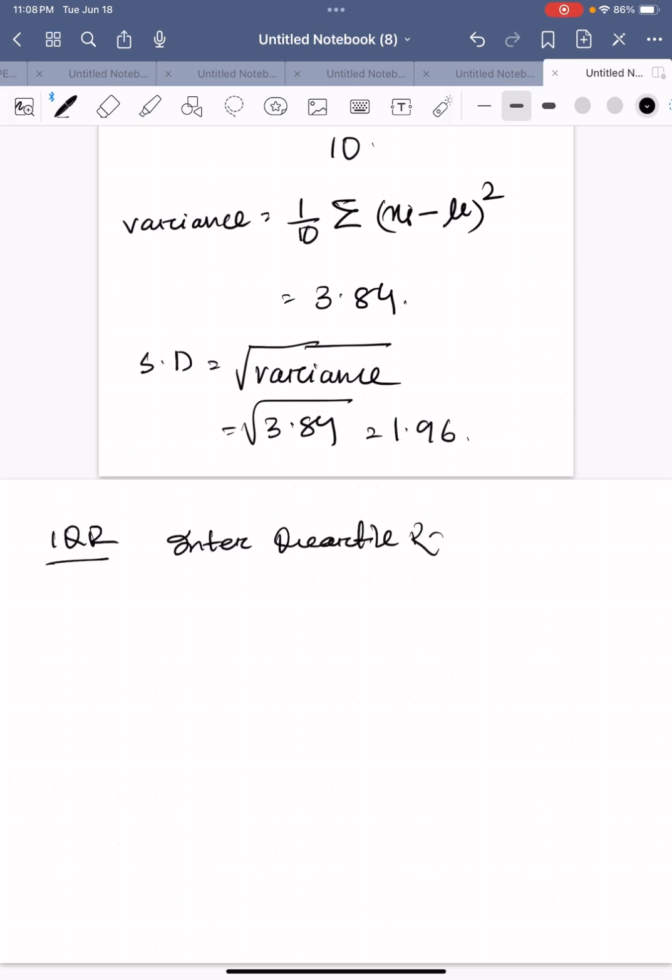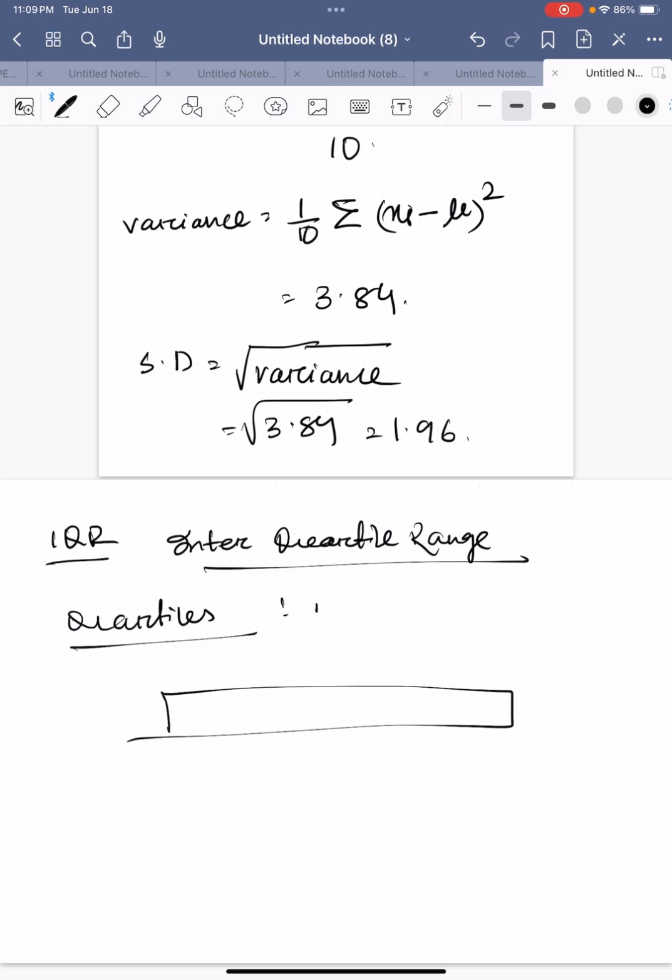interquartile range. To understand interquartile range, you also have to understand quartiles. What are quartiles? Quartiles are values that divide a data set into 4 equal parts, and in these 4 equal parts, each part contains approximately 25% of the data. So if this is your entire data set, then we are just trying to divide this data into 4 equal parts, and these 4 equal parts each contain 25% of the data set.